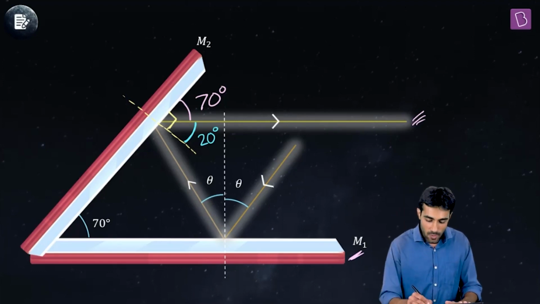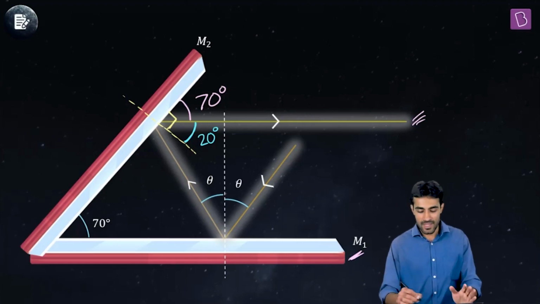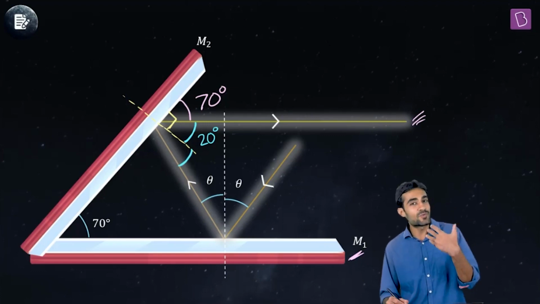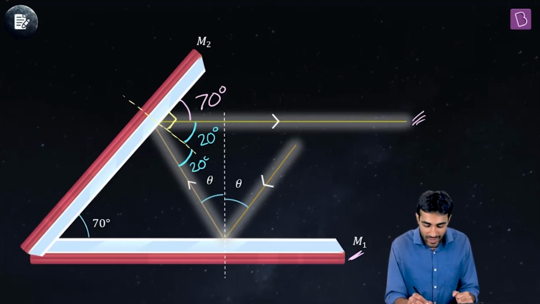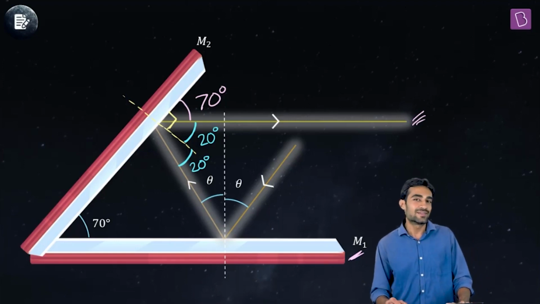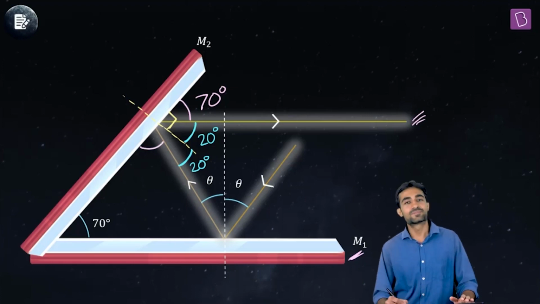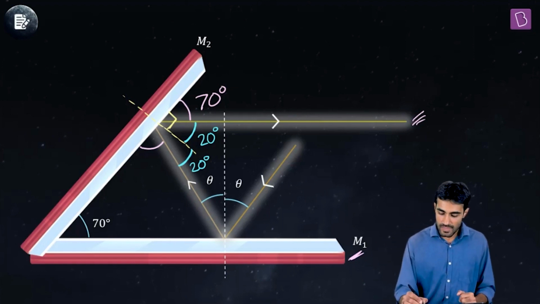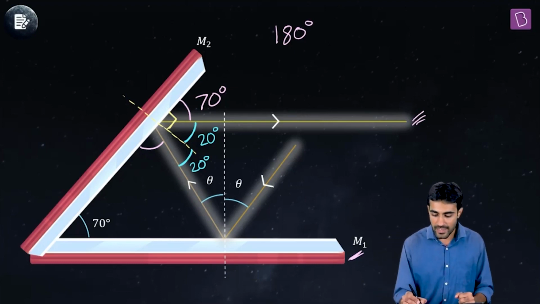Now, if the angle of reflection from the second mirror is 20 degree, what is the angle of incidence on the second mirror? What is this angle? Angle of incidence is equal to angle of reflection. So this angle must be 20 degree. Great. This angle is 20 degree. Now, can you tell me this angle? You will say yes. How? Well, we see that the total angle on a line is 180 degree.